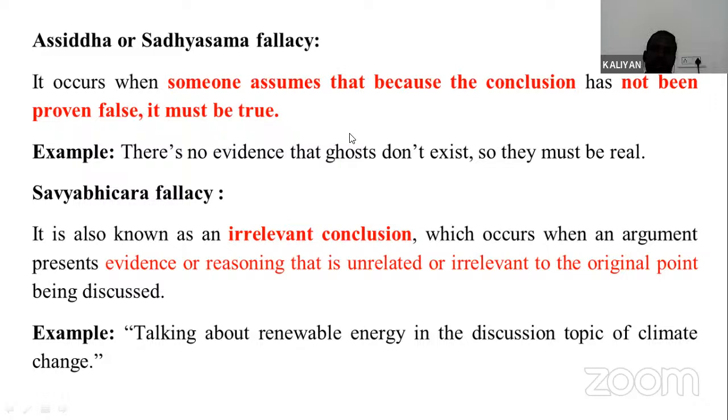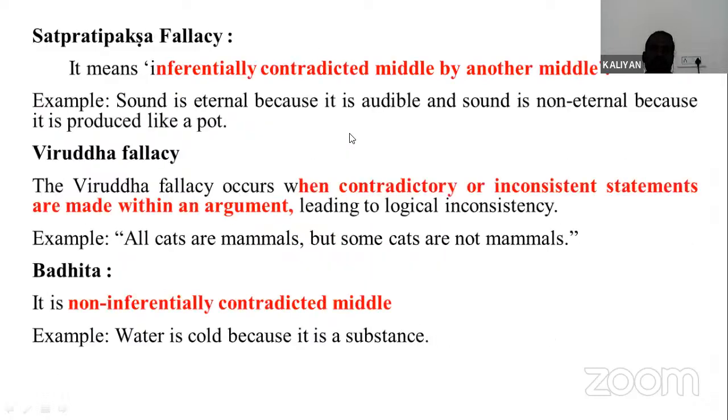That is the Sabya Pikara fallacy. And next is the Satripriti fallacy. It means inferential contradicting middle by another middle. So example: sound is eternal because it's audible, and sound is non-eternal because it is produced, like a pot. So it is a contradicted middle by another middle.